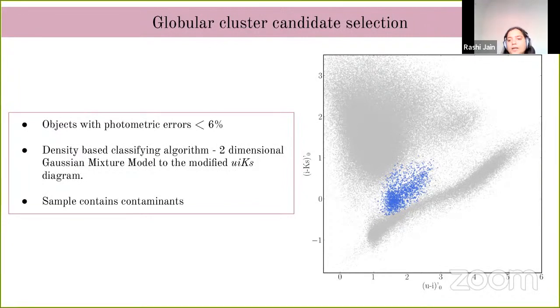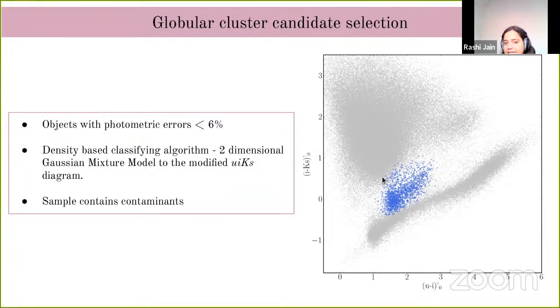There are two reasons for that. First reason is because it makes the selection much easier and noise-free. And the second reason is the sort of effect that we are looking at is very subtle. And since it is very subtle and of very small order, we want only the best photometric objects in our sample. So the blue objects here are our globular cluster sample that we have selected.